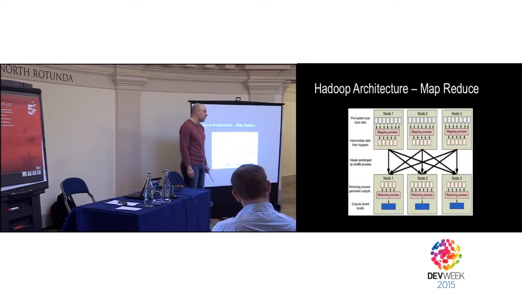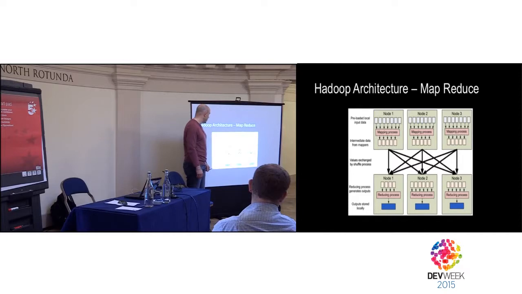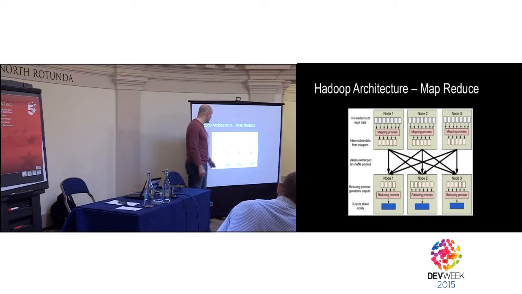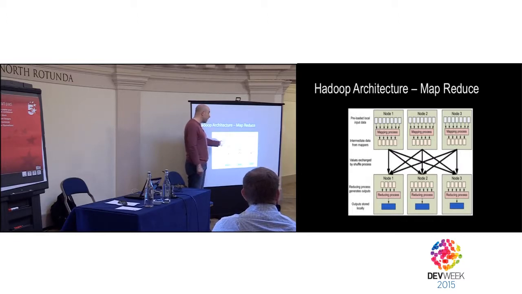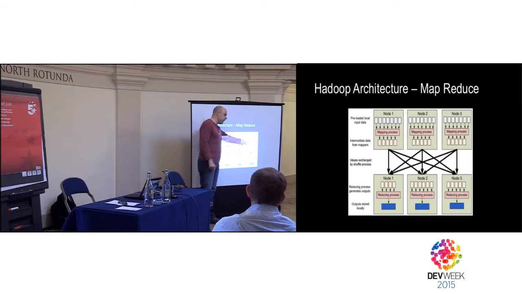Yes, sir? The top box, the pale blue one in node 1, does that hold the same input, just go through a different mapping process? Here? Yes. Is that the same? Yes. So all of these, this has a 64 megabyte by default, a 64 megabyte chunk of your data. This is a 64 megabyte chunk of your data. This is a 64 megabyte chunk of your data. And they're all running the same map function.